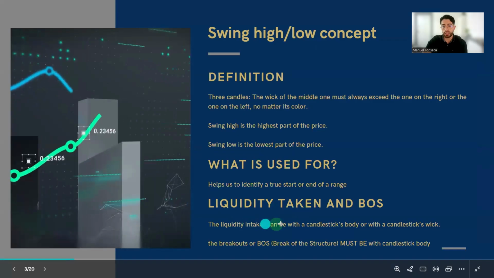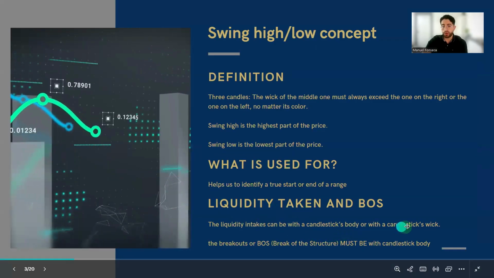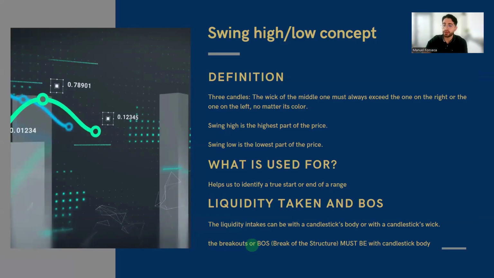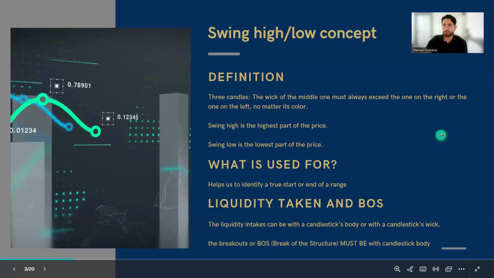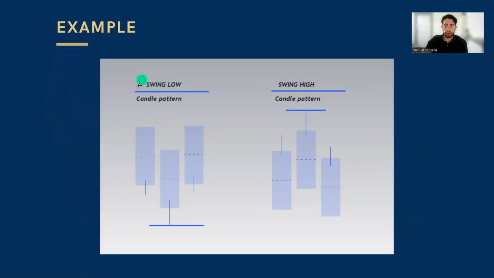So first of all, the liquidity intake can be with a candlestick's body or with a candlestick's wick, okay? And the break of structure, and this is super important, must be with a candlestick body, always, okay? If there is no candlestick body, there is no BOS, okay? But let's see here. This is the example of a swing low. This is roughly how you will see it in the market. So you will have a three candle pattern. This candle is the one that is the lowest. I mean, the candlestick wick is the lowest, and it is lower than the one on the left and the one on the right, okay?